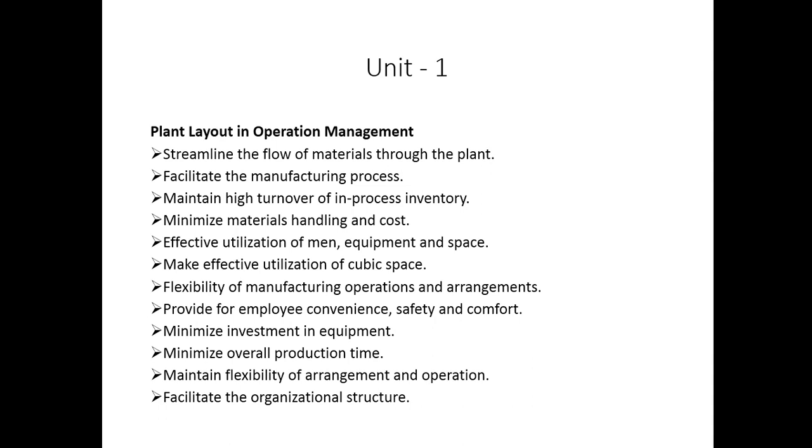The next one is to minimize material handling and cost, effective utilization of equipment and space, and effective utilization of cubic space. For example, there is a cubic space. Each and every space should be properly utilized. For example, there is a storeroom and another area is empty. So that area can also be used as a storeroom, giving some free space in the other area. The next one is flexibility of manufacturing operations and arrangements.